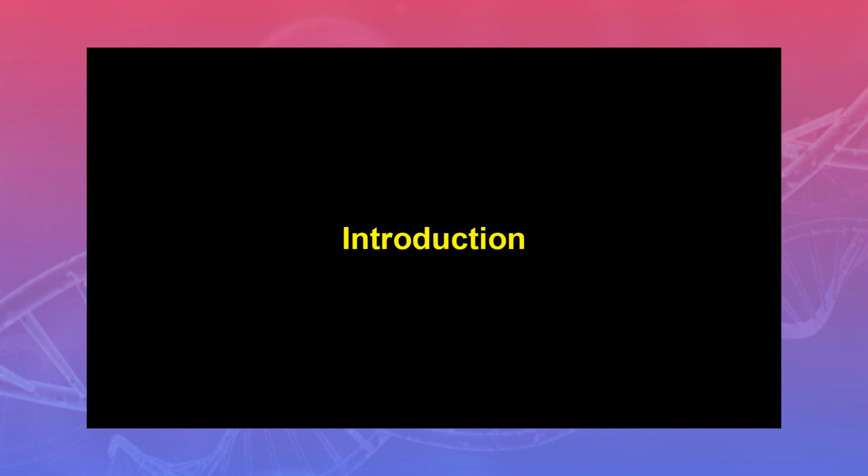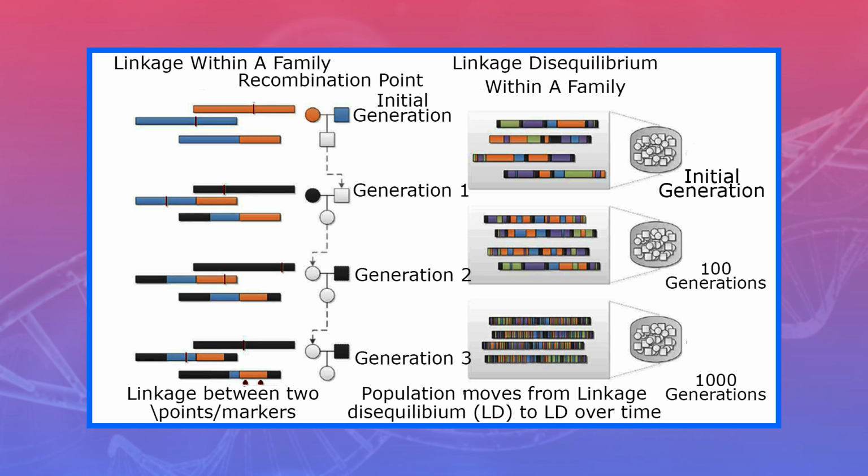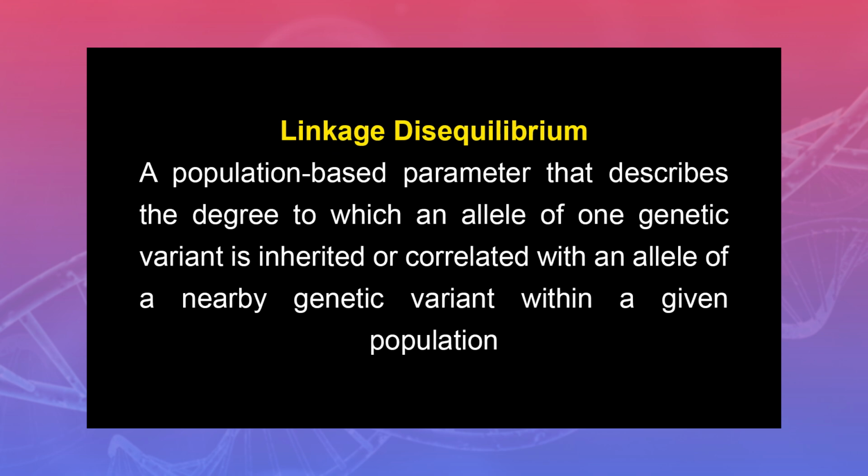Dear students, let's start with the introduction first. In population genetics, linkage disequilibrium is the non-random association of alleles at different loci in a given population. Linkage disequilibrium is a population-based parameter that describes the degree to which an allele of one genetic variant is inherited or correlated with an allele of a nearby genetic variant within a given population.